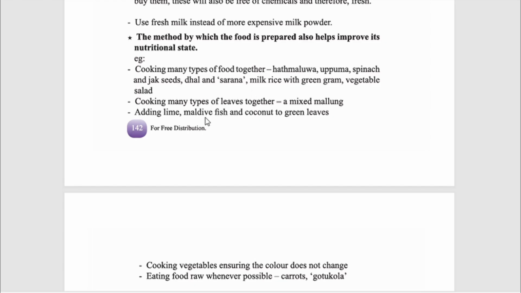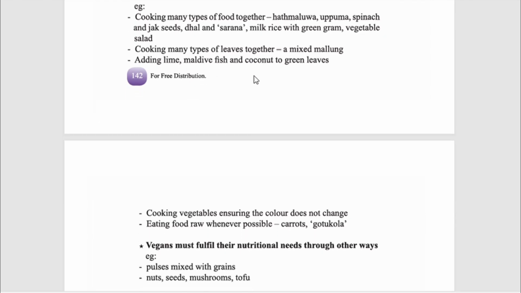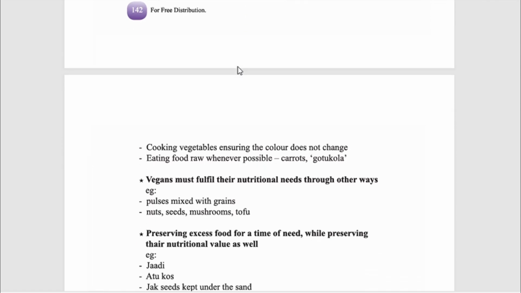So cooking many types of leaves together, like mixed mellum, is also very important and delicious. Try this: add lime, Maldive fish and coconut to green leaves. That is also very important. When we add lime to green leaves, the absorption of iron into our body increases. So that is also a good point.